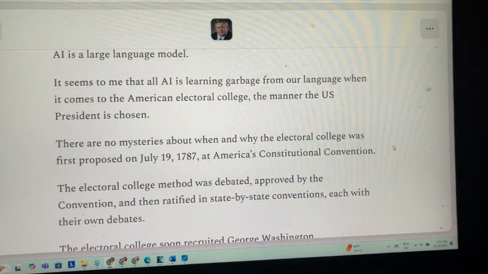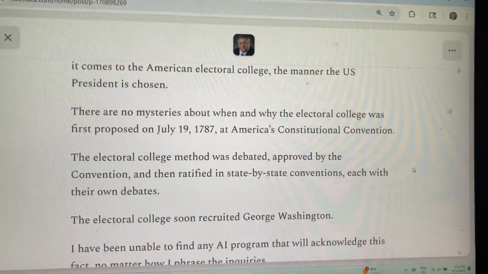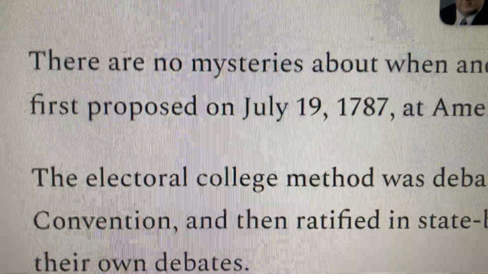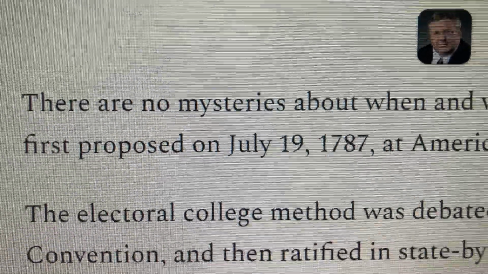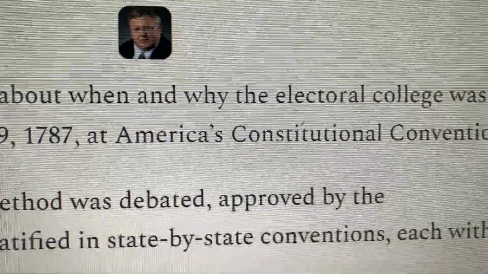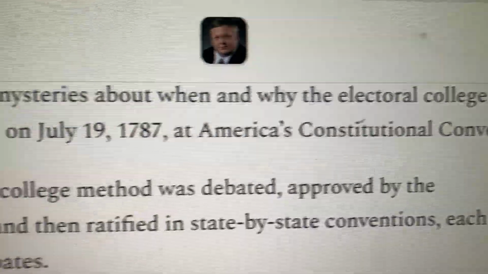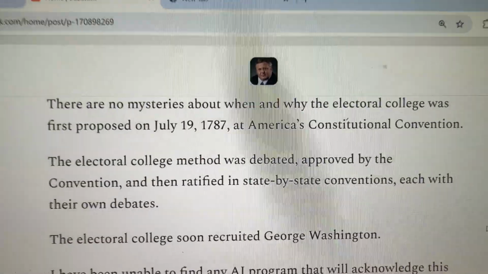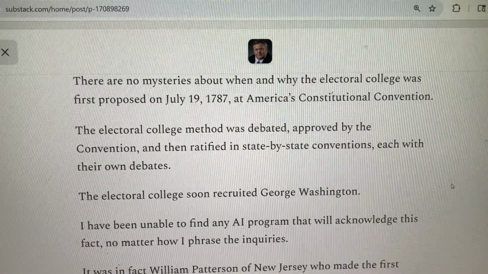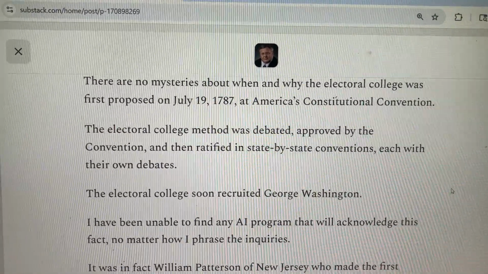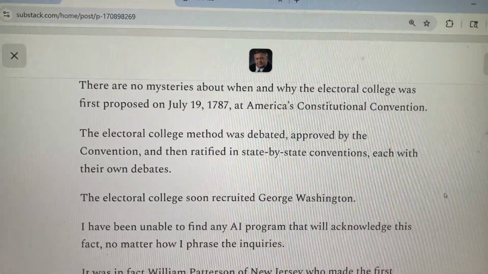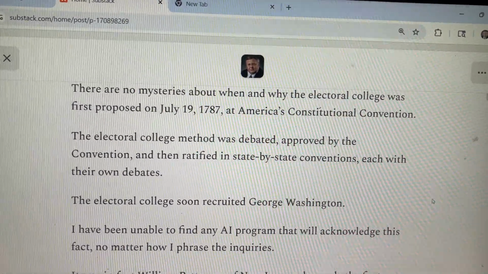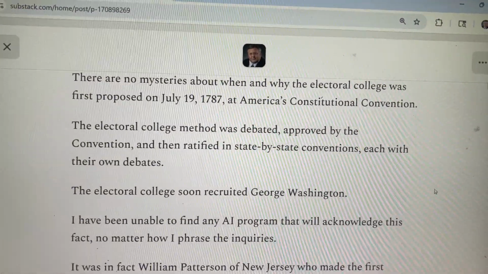Now there are no mysteries about when and why the Electoral College was first proposed: on July 19th, 1787, at America's Constitutional Convention in Philadelphia. The Electoral College was debated, later approved by the convention, later ratified in state by state conventions, each with their own debates.